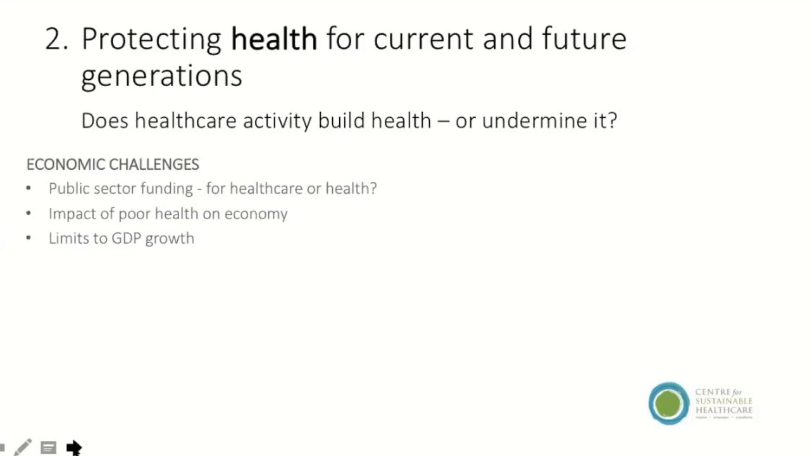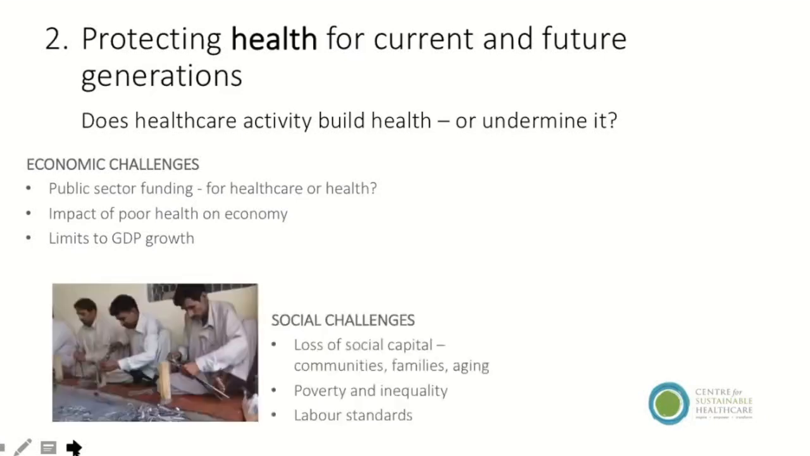There's of course the need to manage the impact of having poor health, any kind of chronic disease, but thinking particularly of mental health on the economy, and various other macroeconomic impacts on health. Social challenges: if we take this broader perspective, we need to think about how we might be impacting on the loss of social capital. Are we, in the way that we recruit and employ people, benefiting local communities, distant communities? We need to be prepared for the impact of different family structures and an aging population.